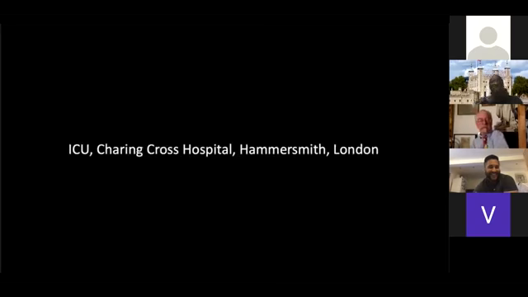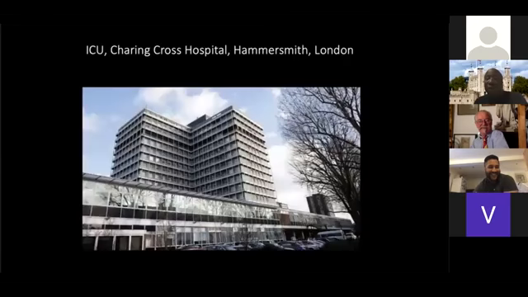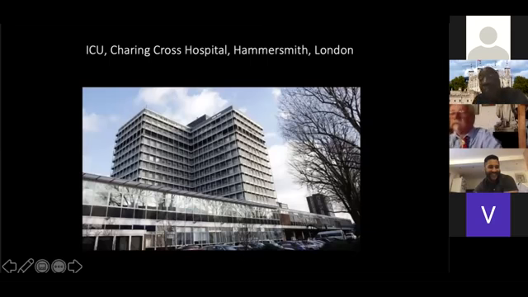ICU, the intensive care unit, Charing Cross Hospital at Hammersmith. So moving on, if you're not familiar with it, this is the tower which constitutes Charing Cross Hospital in Hammersmith. So what was the brief in this instance?